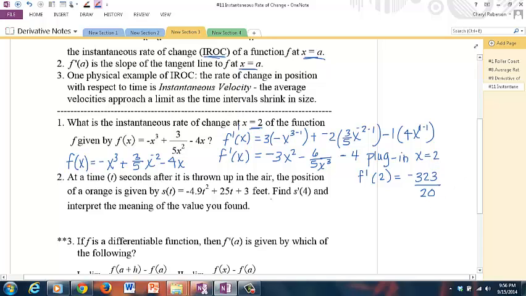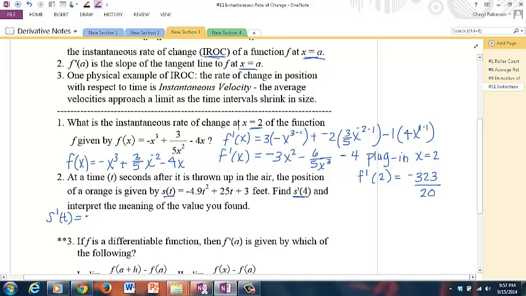Okay, number 2. First thing here, at time t seconds after it is thrown up in the air, the position of an orange is given by, and notice we have this function here, and this is a position function. Find s prime of 4 and interpret the meaning of the value that you found. So the first thing we need to do is find what does s prime of t look like? What does that derivative look like? And that's going to be our power rule again.